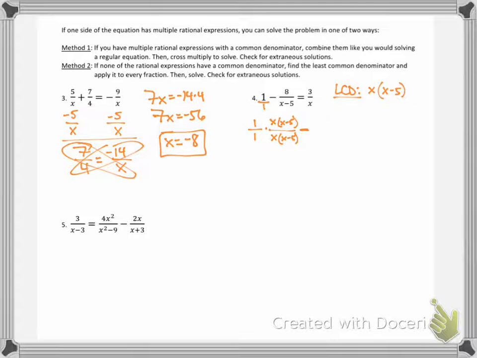Minus 8 over x minus 5. It's missing that x, so we're going to make sure it gets multiplied by x over x. Equals 3 over x times x minus 5 over x minus 5.